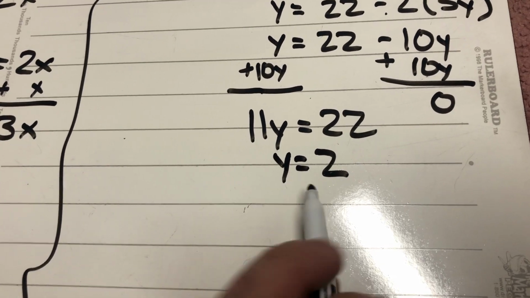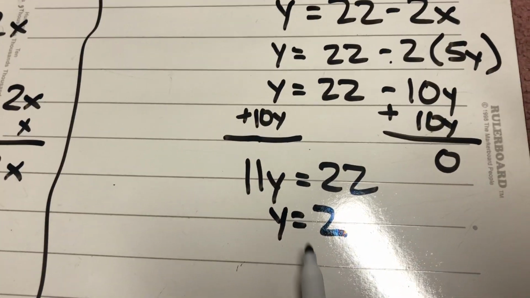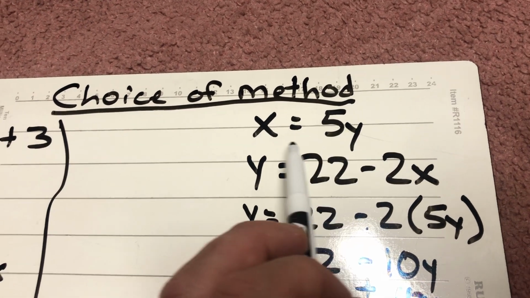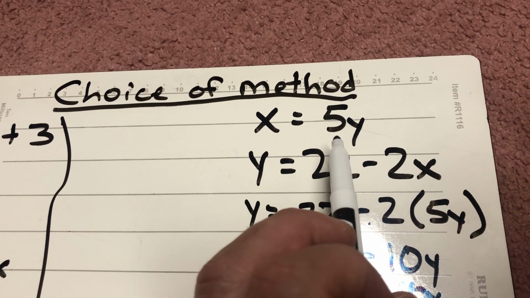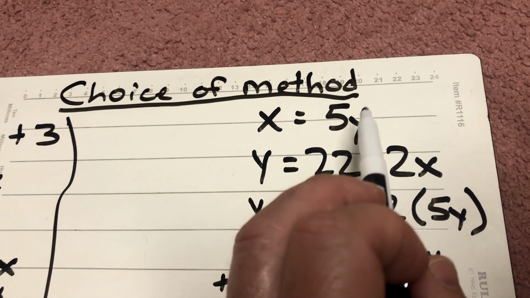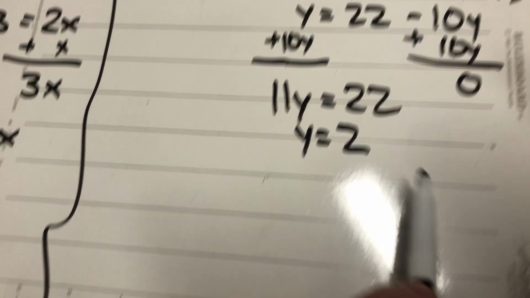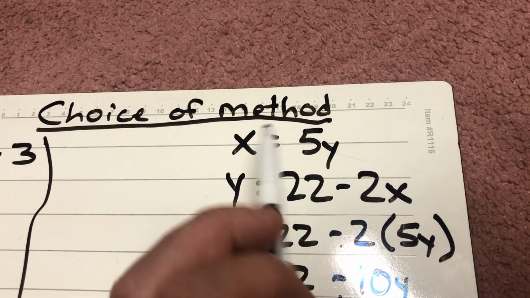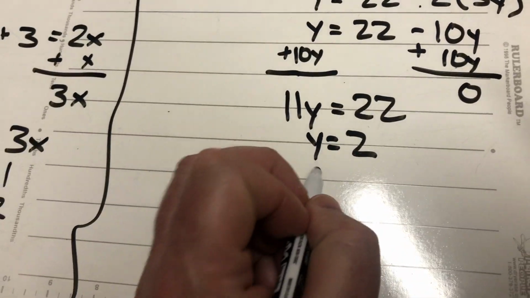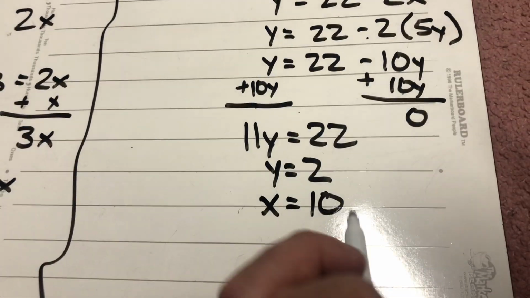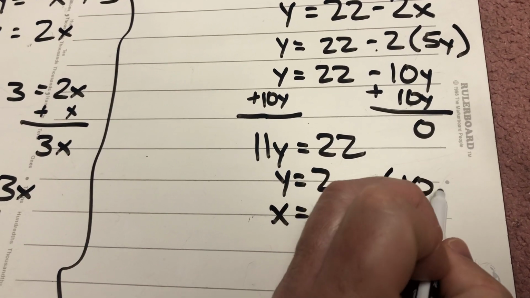I go back into my original equations, y equals 2. I think I'm just going to work with this equation here. It's much easier because y equals 2, so x equals 5 times 2 because y equals 2. Well, 5 times 2 is 10. So that tells me that x equals 10. And then the intersecting point for those two lines is 10, 2.